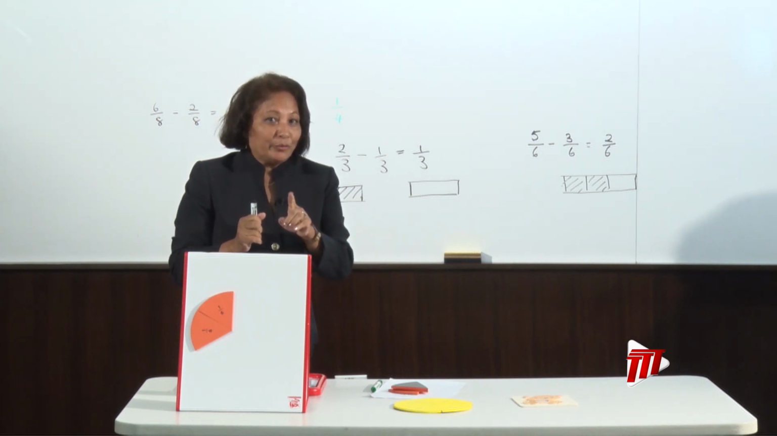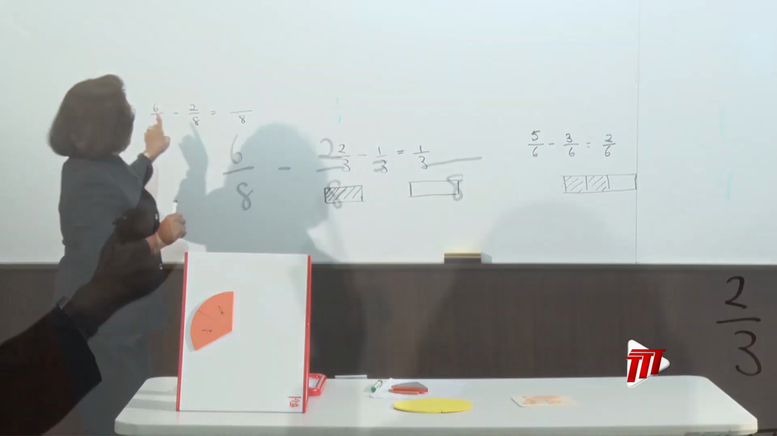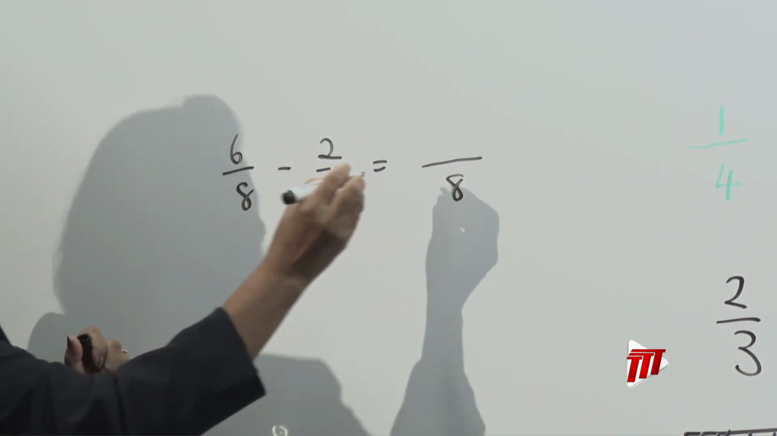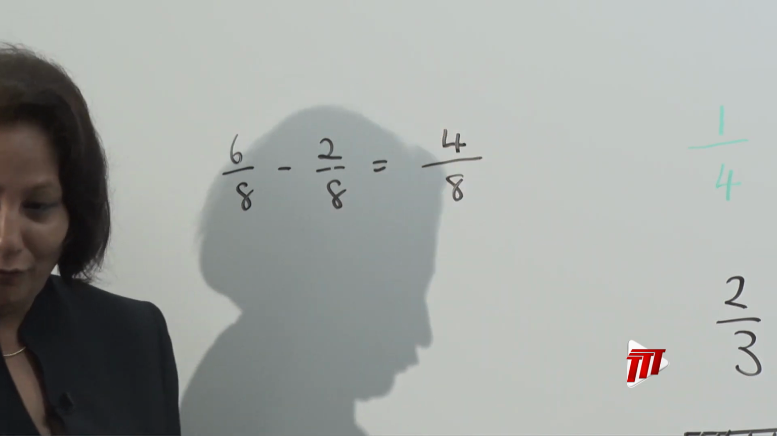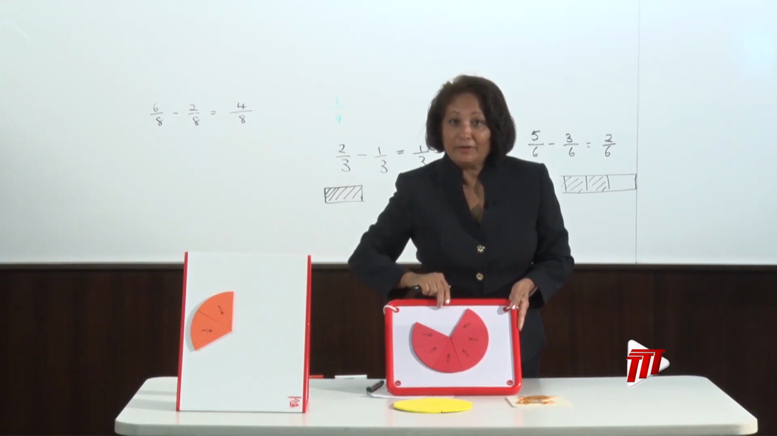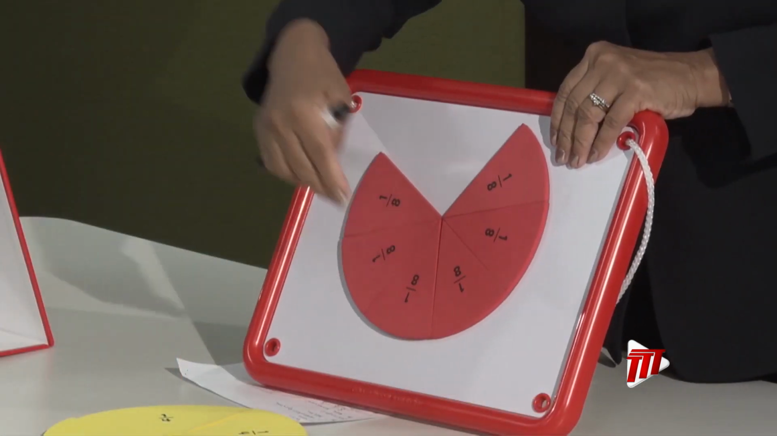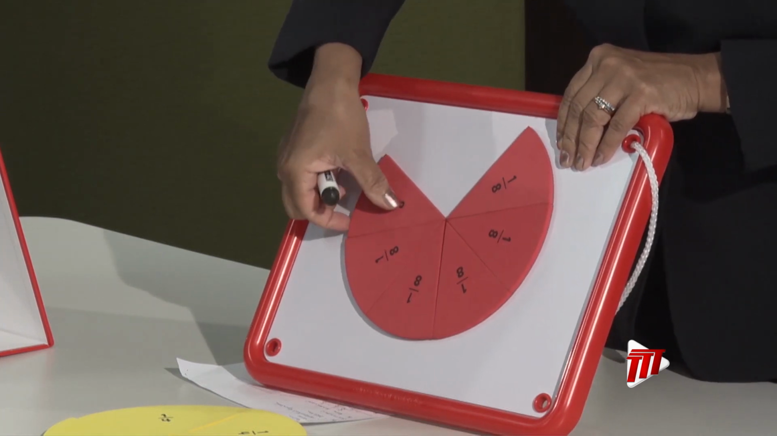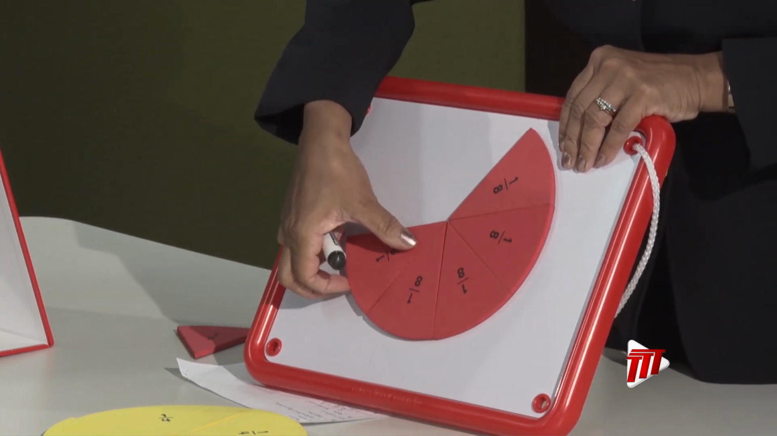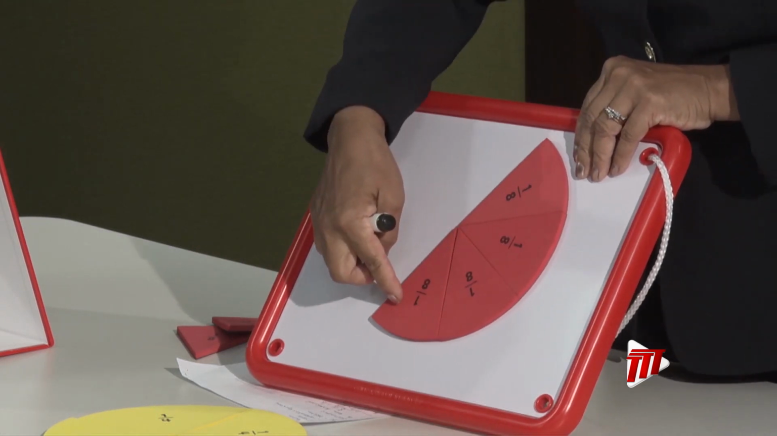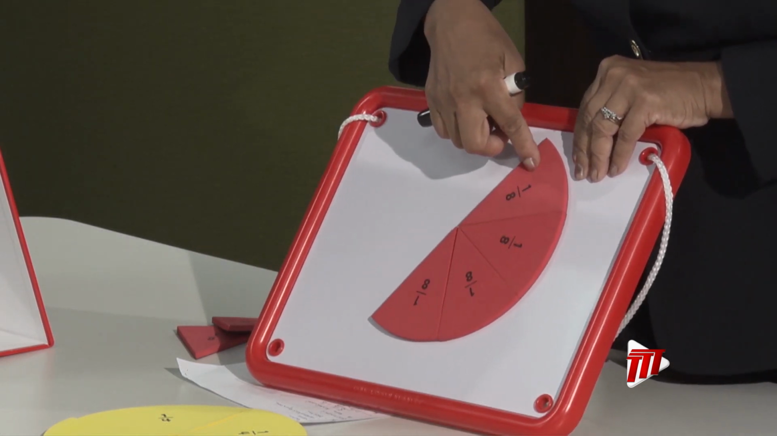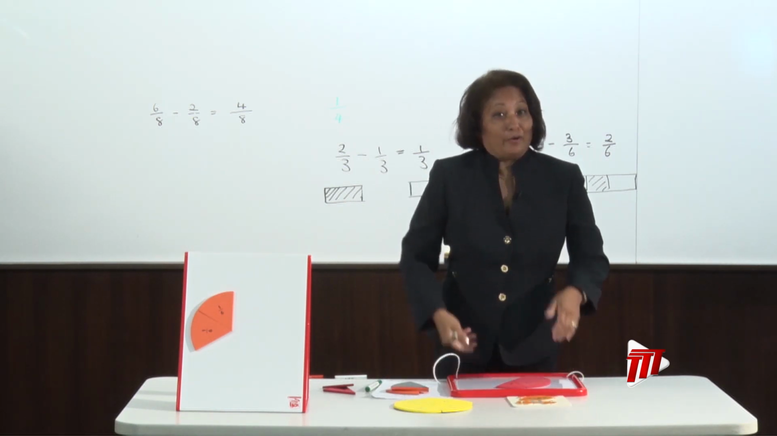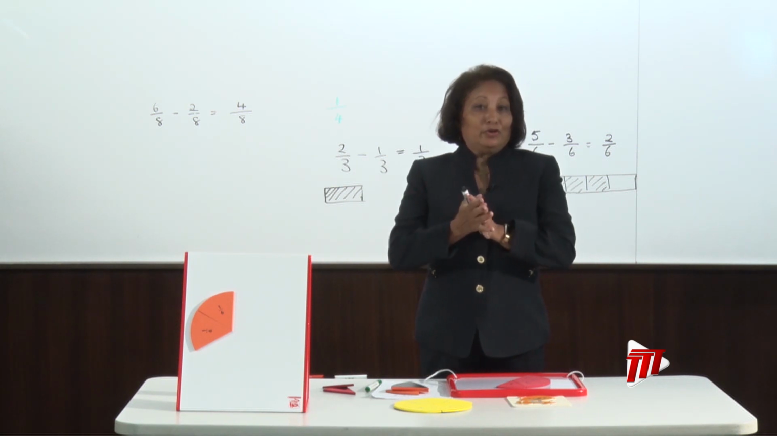Remember what we said about the numerator? The numerator would be the difference between these two. So 6 minus 2 would give me 4. So if we try to verify the answer, this represents my 6/8. 1, 2, 3, 4, 5, 6. And I take away 2. What you remain with is 1, 2, 3, 4. 4/8.